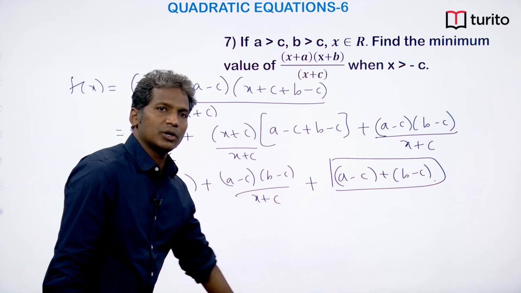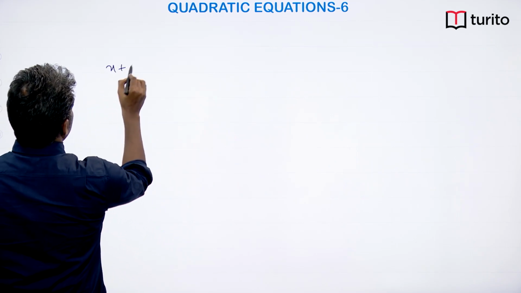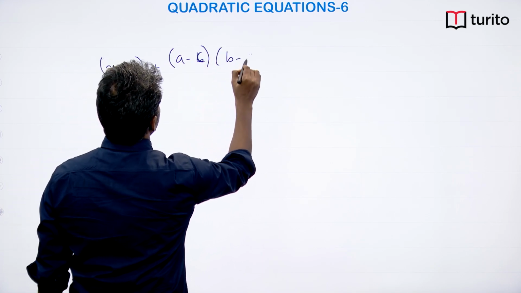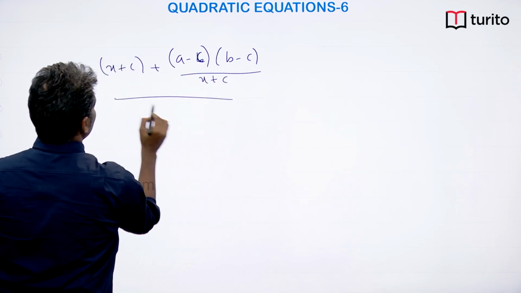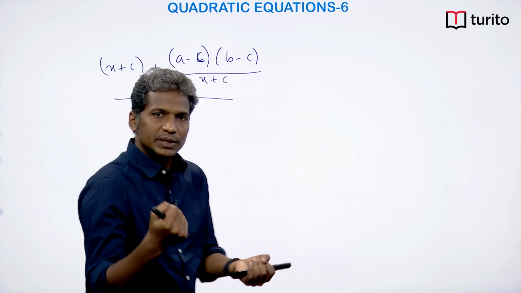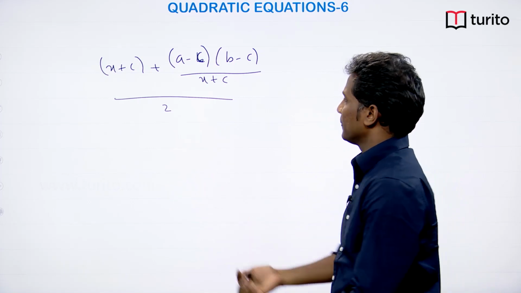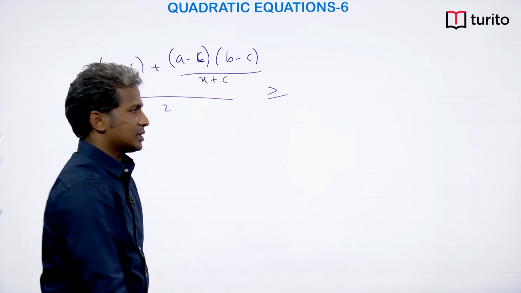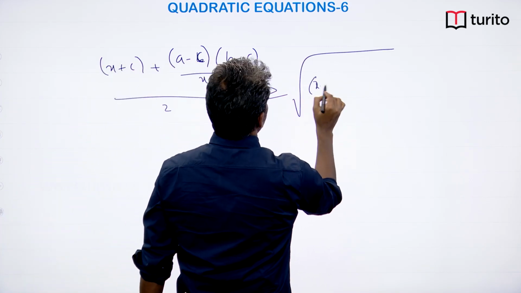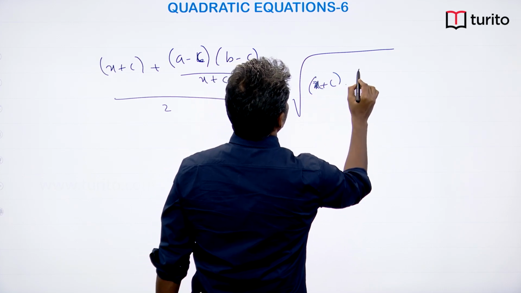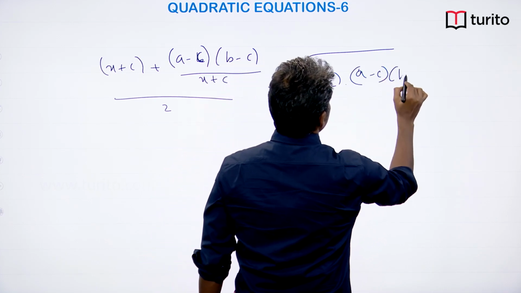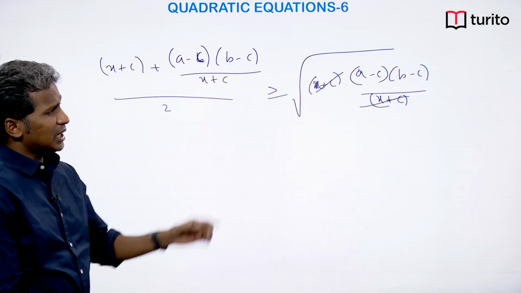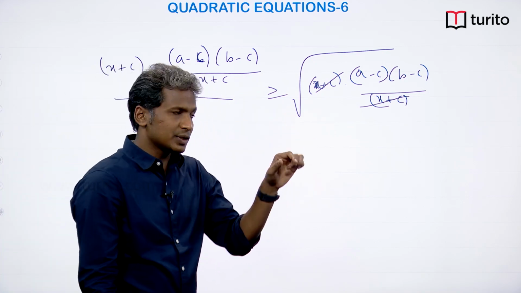So we can apply the AM-GM inequality on this. So x plus c plus a minus c into b minus c by x plus c, by 2. Basically, I am taking the average of these two terms arithmetically, which means by adding them. So the average by adding must be greater than or equal to the average by multiplication, so root of x plus c into a minus c into b minus c by x plus c. So here luckily x plus c gets cancelled. In fact, that is the main idea of this method. We have to make sure that it gets cancelled.